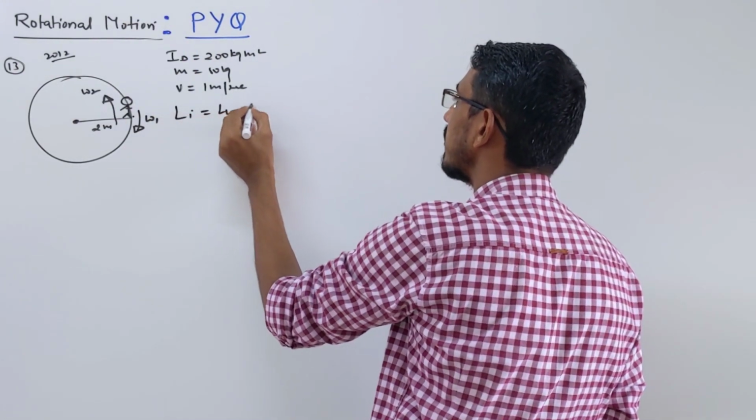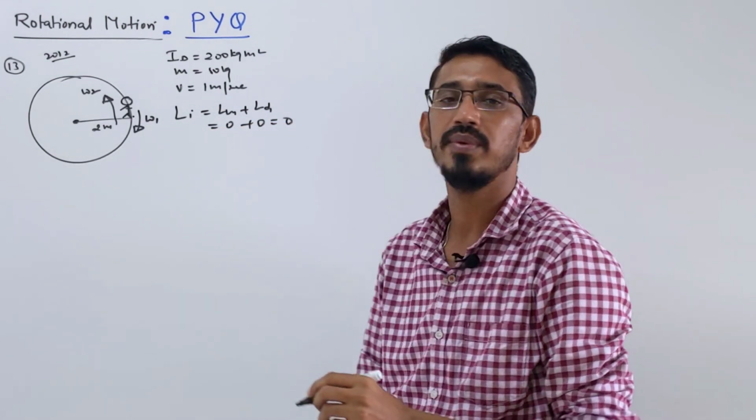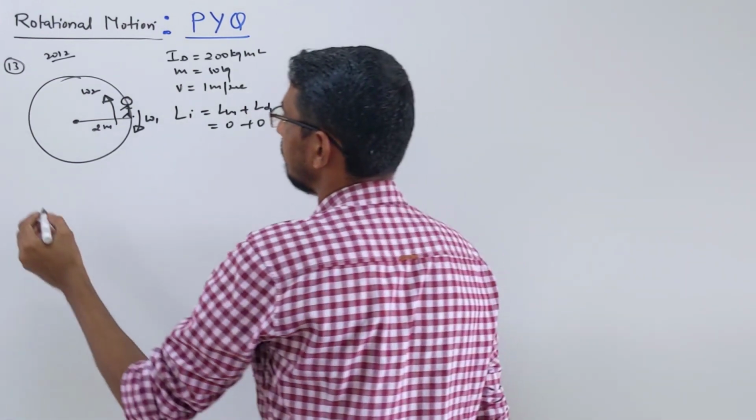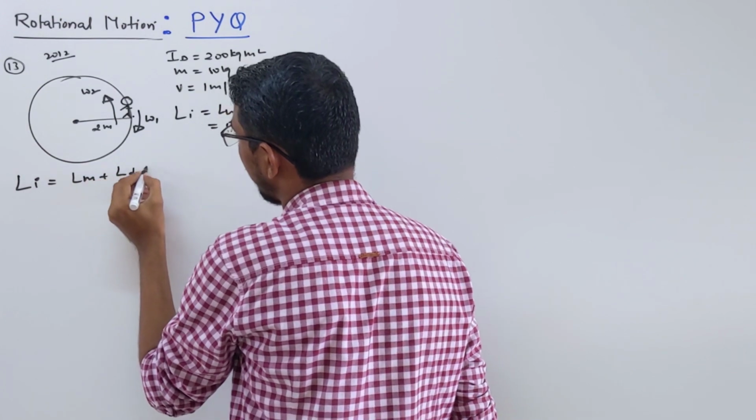Angular momentum of man plus angular momentum of disc, both are what? Both are at rest. So initial angular momentum is what? 0. Final should also be what? 0. So let's write the final momentum. Final angular momentum will be angular momentum of man plus angular momentum of disc.